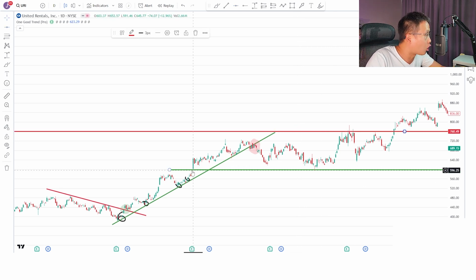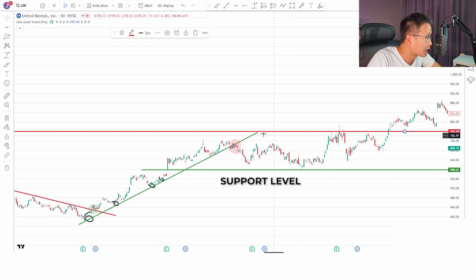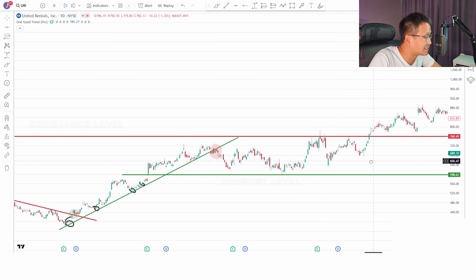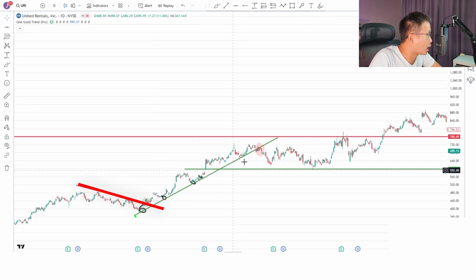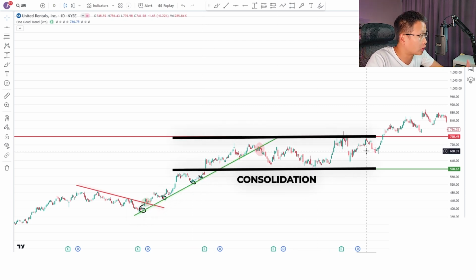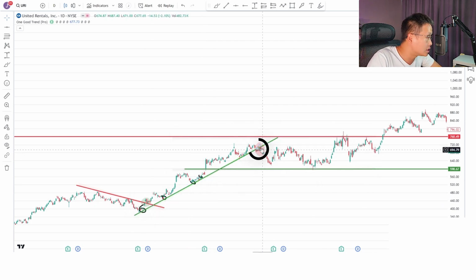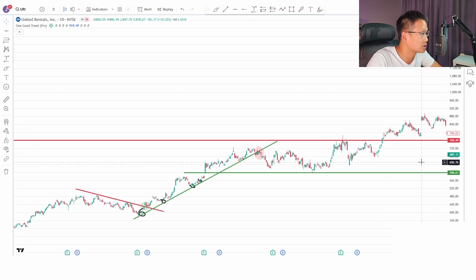So we have a horizontal support and a horizontal resistance level. Based on these two, it turns from down to up to a sideways consolidation. So there's a break of structure here and here. And now it's a sideways structure, a consolidation, a sideways track.